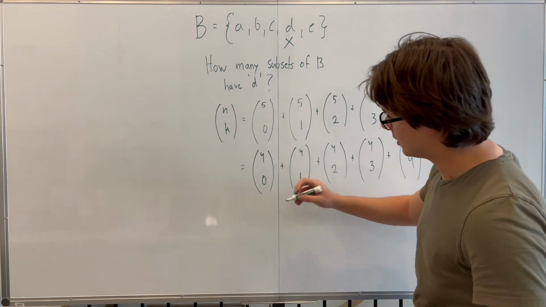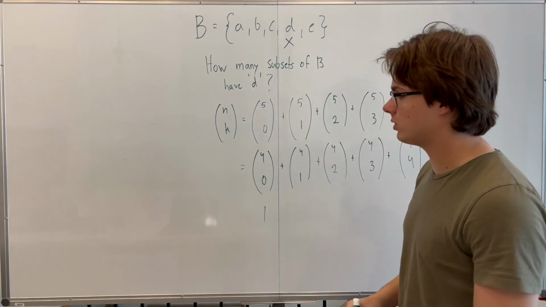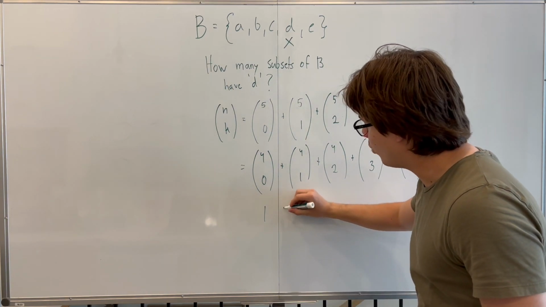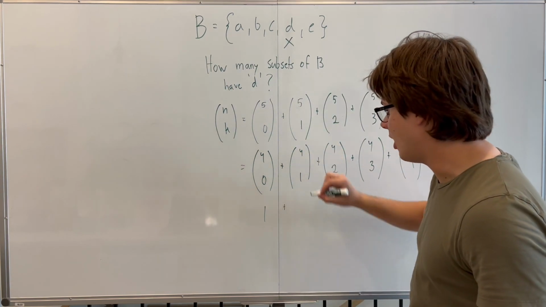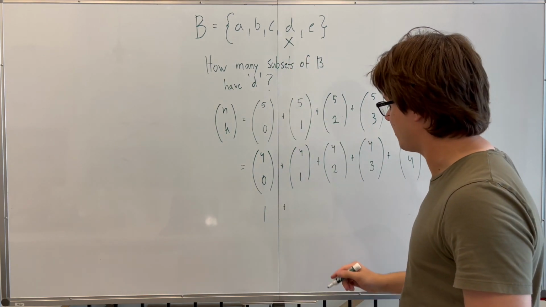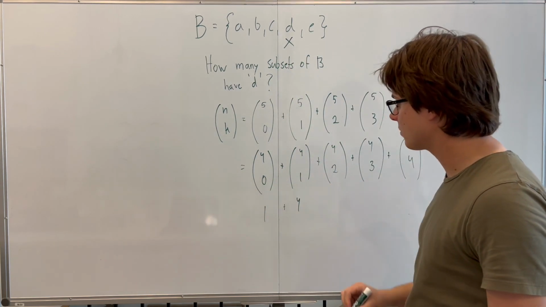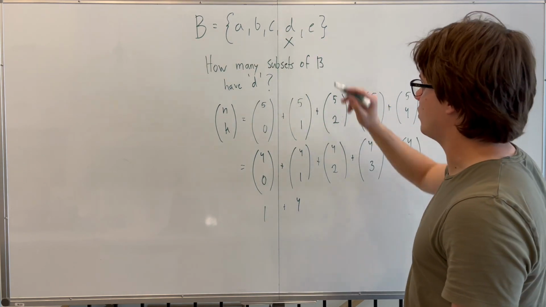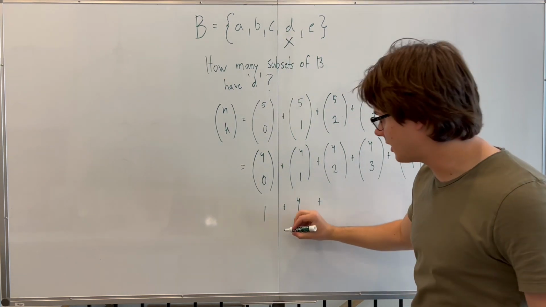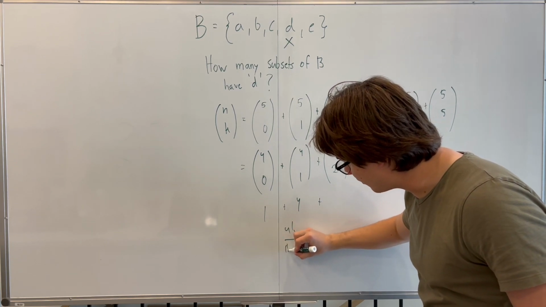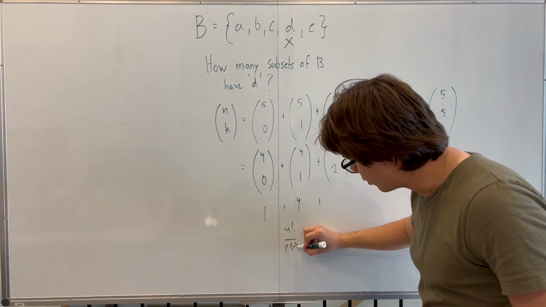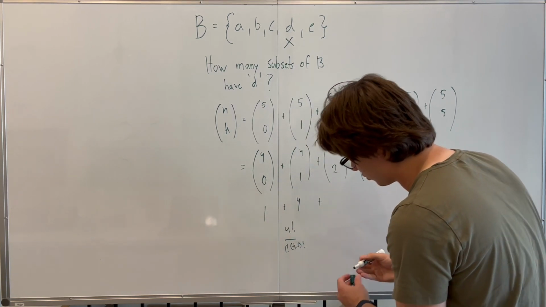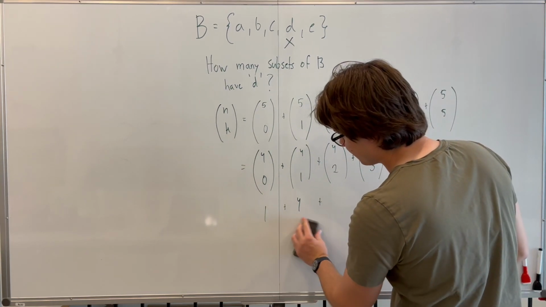Well, 4 choose 0 is going to be 1. You can only choose nothing in one way. How many ways can we partner D up with one of the other 4 elements? Well, the answer is going to be 4, right? You can have D with A, D with B, D with C, or D with E. Plus, of course, you can write out the formula: 4 factorial over 1 factorial times 4 minus 1 all factorial. And you're just going to get 4.